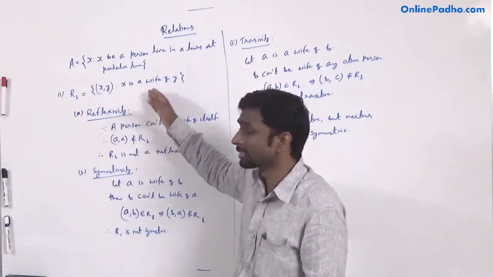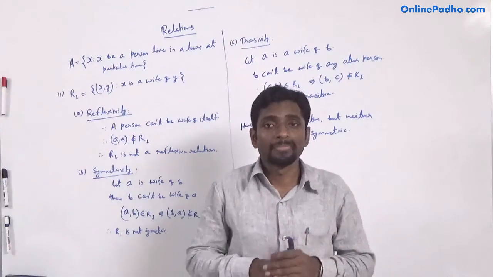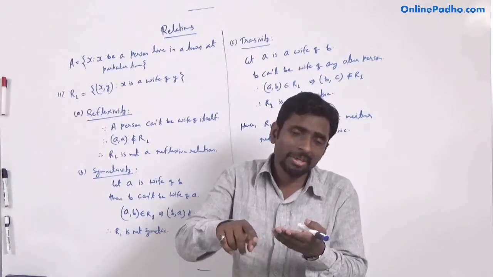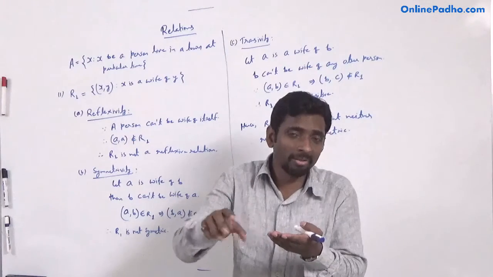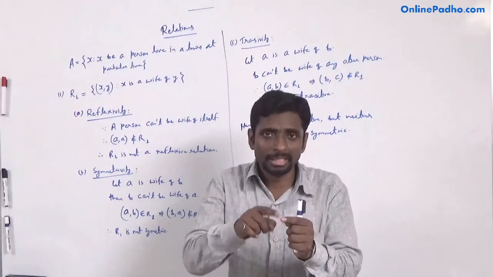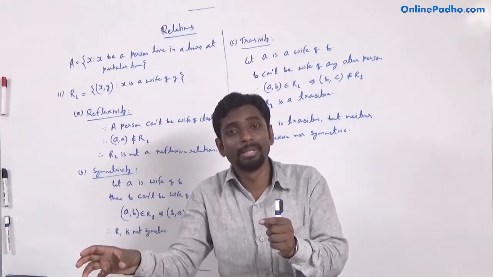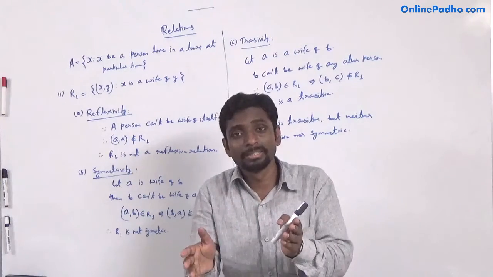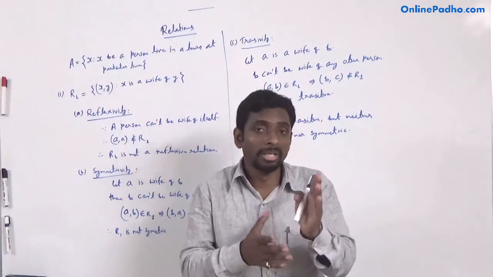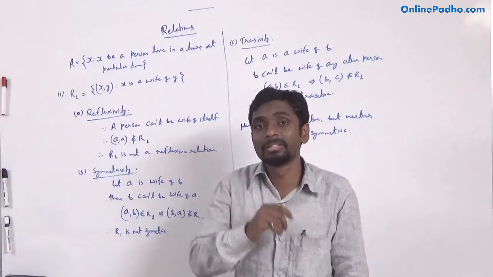X and Y work in the same place. So what about transitivity? If X and Y work in the same place and Y and Z also work in the same place, then X and Z must work in the same place. So that is also a transitive relation. In that case, that relation is an equivalence relation.